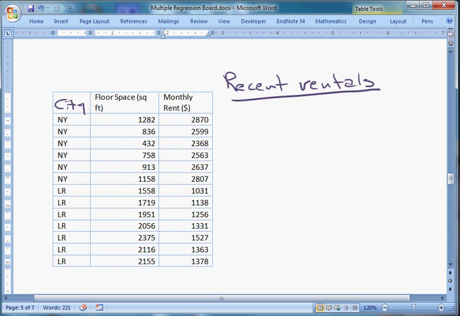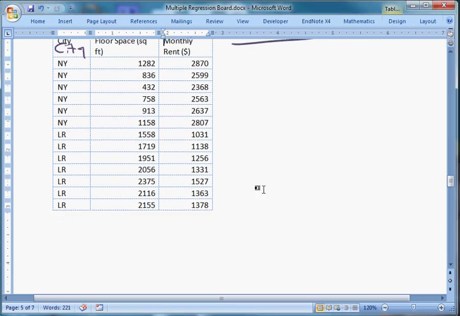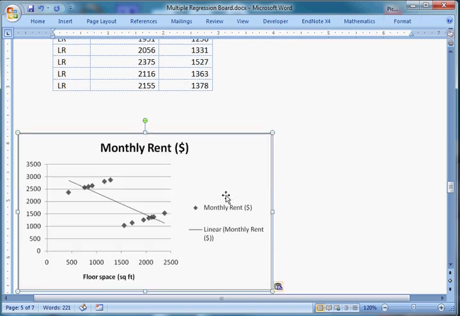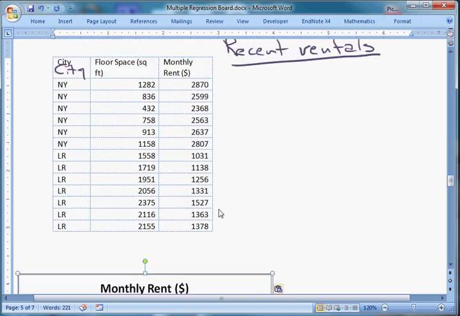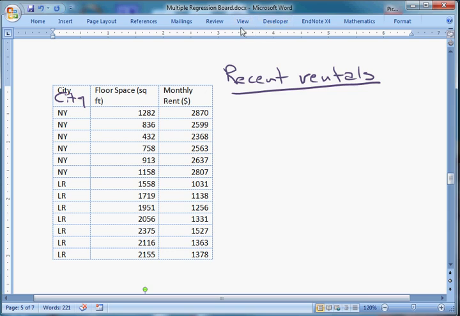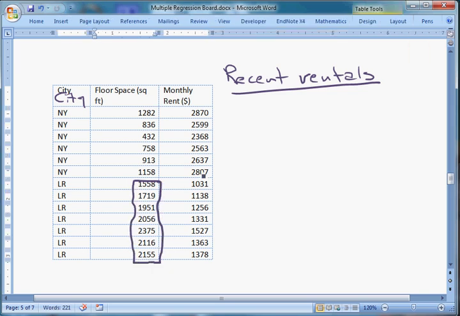Okay. Now, what do we get? Well, if we plot this data, we can just do a scatter plot to start, to see what this looks like. Now, what you're seeing here is from the underlying data, we have square footage, and in Little Rock you have larger square footages, and we also have rent, and in New York you have much higher rent.